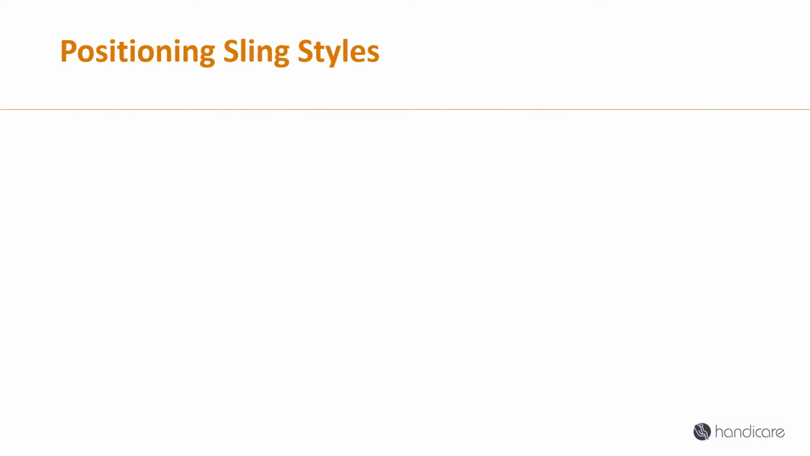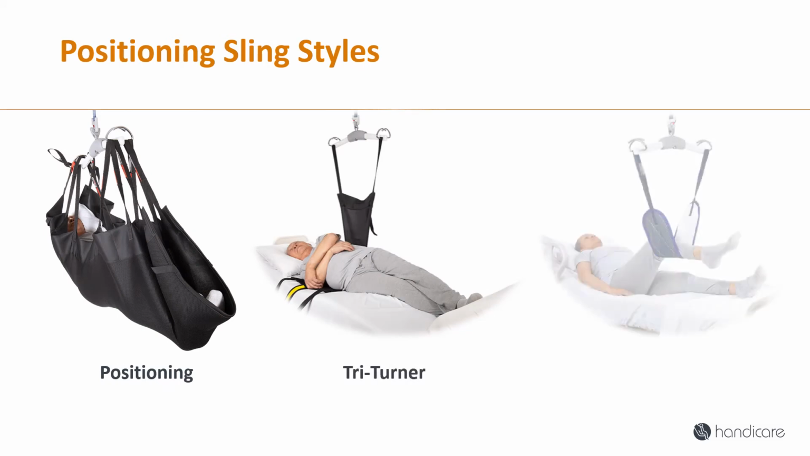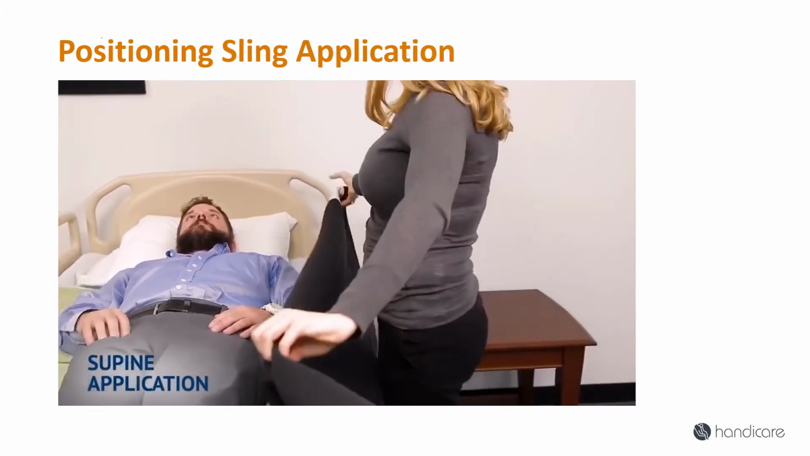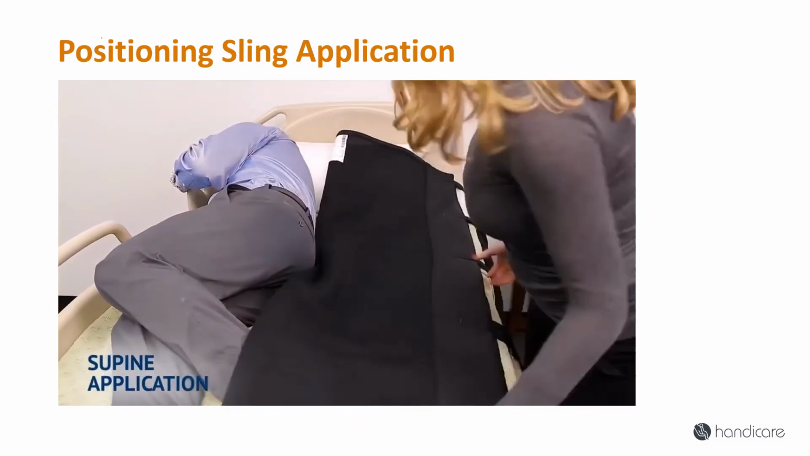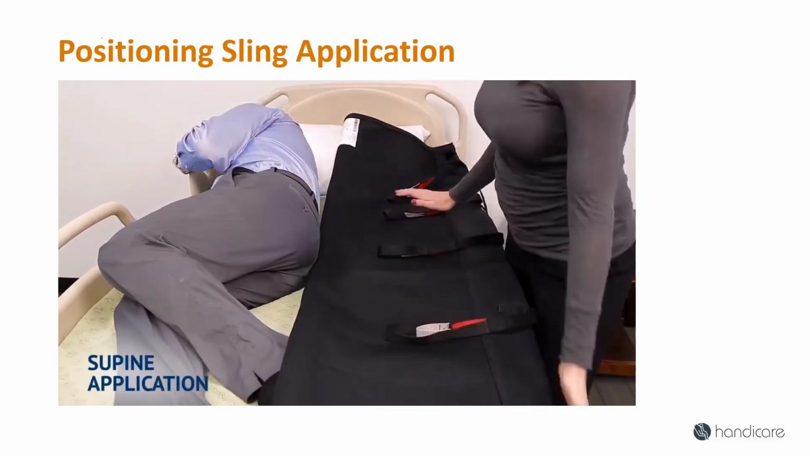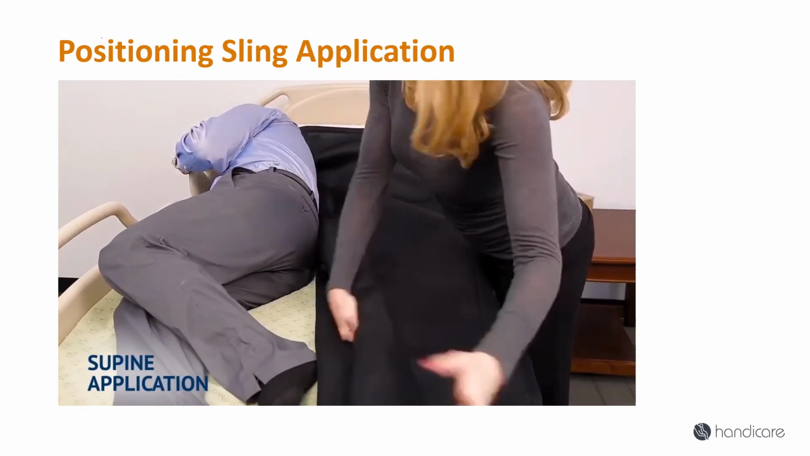The next group of slings are called positioning slings. There are three types of slings in this category: the band sling, the tri-turner sling, and the positioning sling. On screen is a shortened video clip of the positioning sling. The full version of the positioning sling video can be easily accessed on the Handicare website for your facility education and training needs.